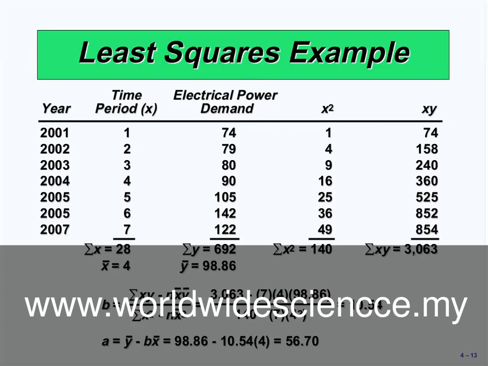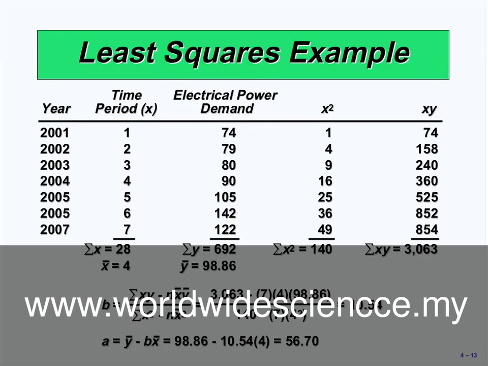When B and A are calculated, it is very easy. It can be done for all of the predictions, all of the forecasts. When sigma X, sigma Y, sigma X to the power of 2, sigma XY, everything is calculated, B and A can be calculated very easily. B is 10.74 and A is equal to 56.7.